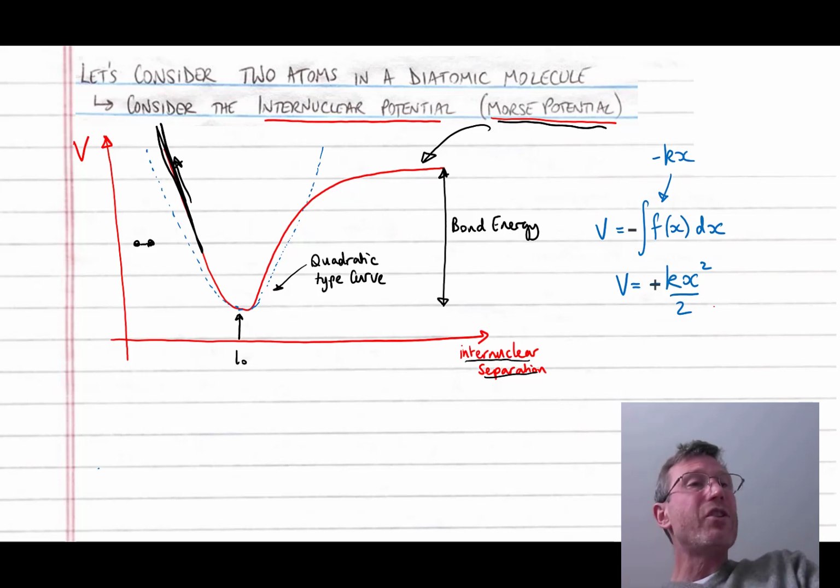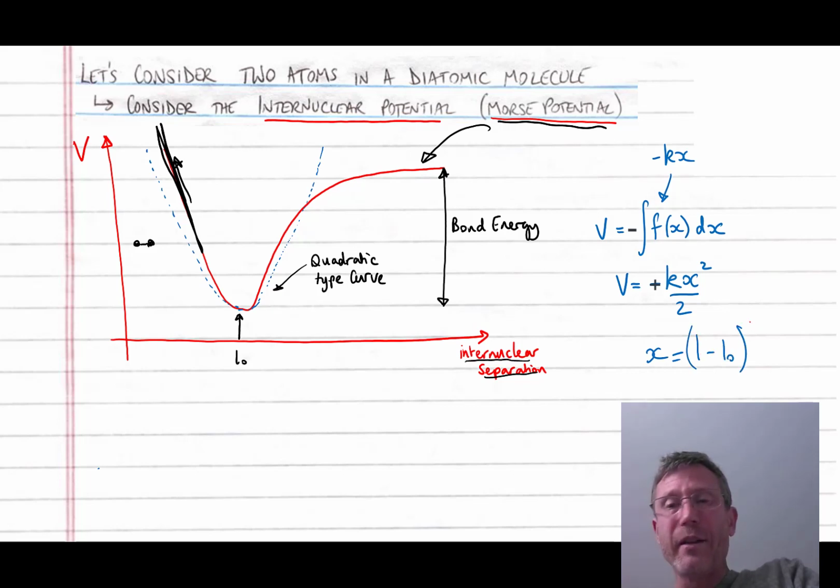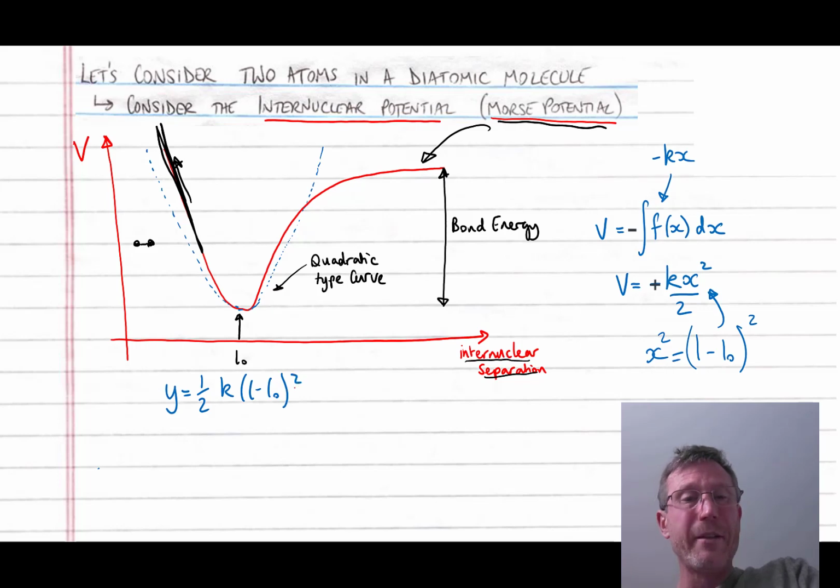So that's our potential. We also recognize, by the way, that for our ball on a spring, x was equal to L minus L0. So x squared would be (L minus L0) squared, and we plug this in. What we recognize is that the blue curve is simply y equals half k (L minus L0) squared. That's what the blue dotted line is supposed to be.